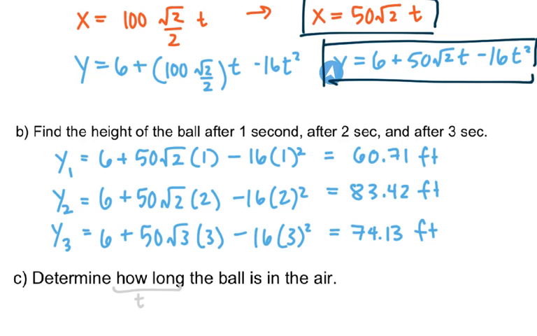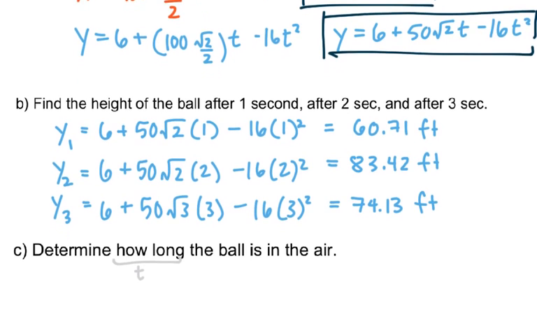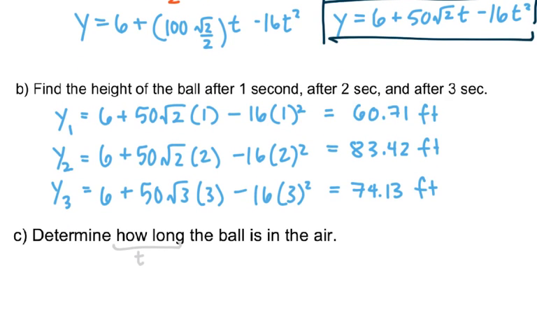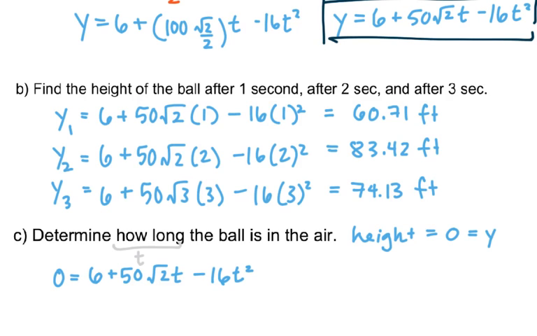Well, x and y represent a position. What do we know about position when the ball lands on the ground? When the ball lands on the ground, the height is equal to 0. And the height is measured by, we just found, y. So that means y would be equal to 0. So this is solving the equation 0 equals 6 plus 50 root 2 t minus 16t squared. So we need to solve this quadratic equation to find the zeros.